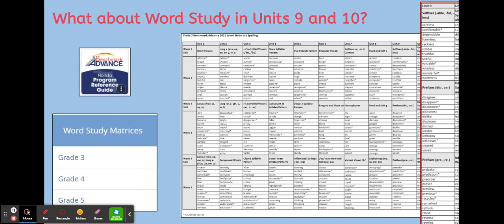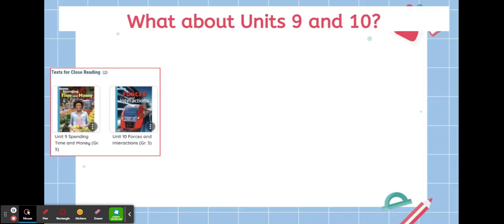For example, during week 1 of Unit 9, incorporating additional suffixes from Unit 10, week 2. Another example is during week 2 of Unit 9, including additional prefixes. Unit 9 focuses on spending time and money, and Unit 10 focuses on forces and interactions.